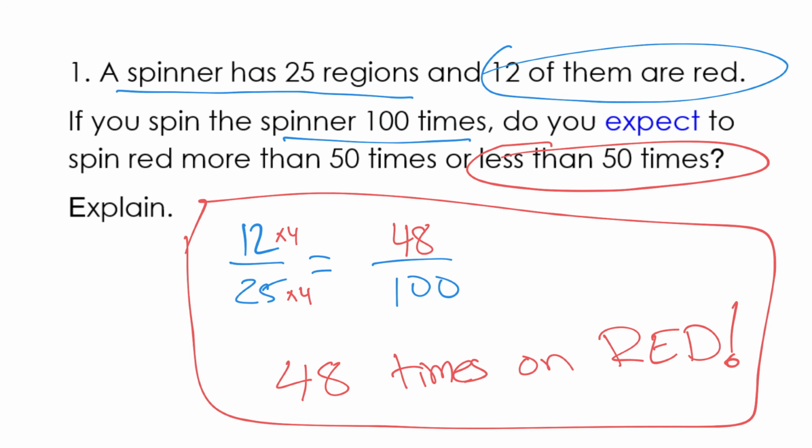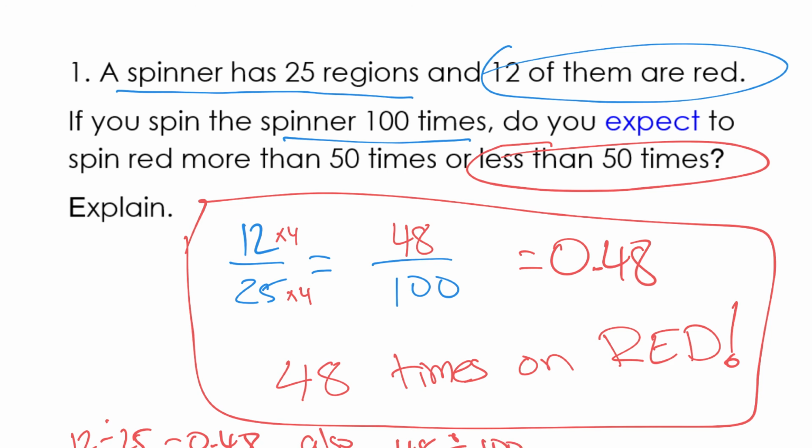You did the math. And the decimal would be 0.48. So for the decimal, 12 divided by 25 is 0.48. Also, 48 divided by 100 is equal to 0.48.